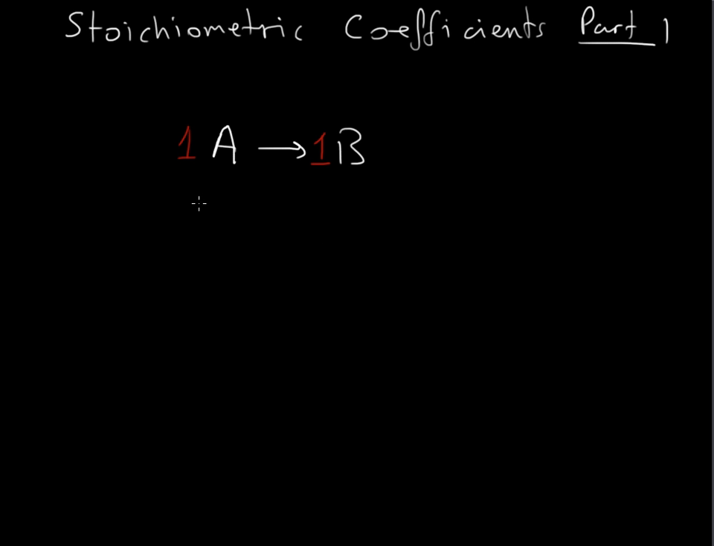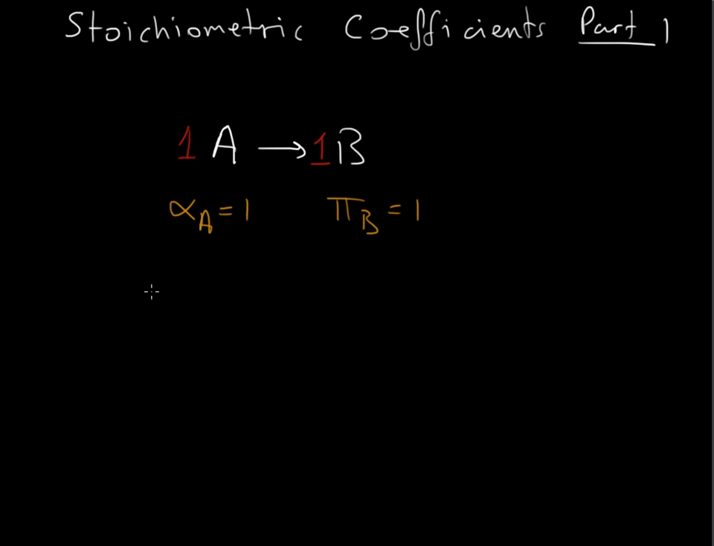Now I'm going to use the following symbols to indicate the stoichiometric amounts. So I'm going to use alpha to indicate reactant stoichiometric amounts, and I'm going to use pi to indicate product stoichiometric amounts. So we only have two here, so alpha A has a stoichiometric amount of 1 and pi B has a stoichiometric amount of 1 as well.